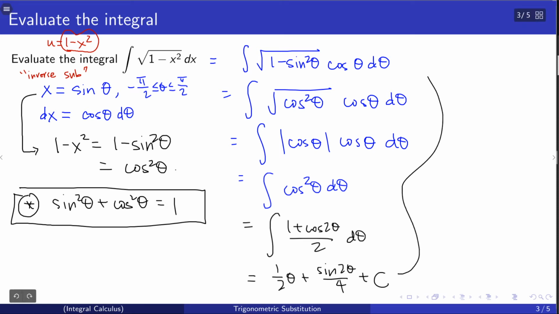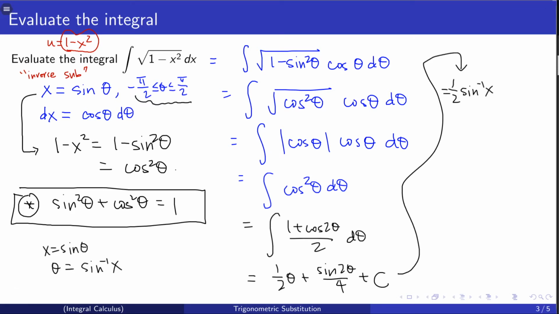And so now what you'd like to do is to change this back to a function of x. And well, now again, this comes into play. When x equals sine theta, then theta can be thought of as sine inverse of x, because again, we've restricted your theta to be between minus pi over 2 and pi over 2. So this is 1/2 sine inverse of x. Okay, how about sine 2 theta?